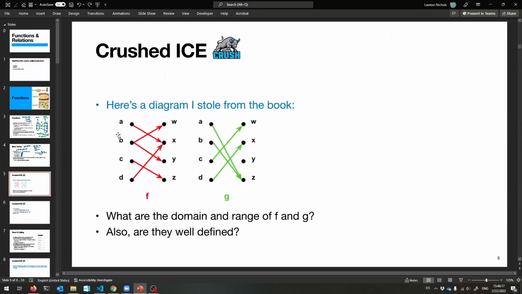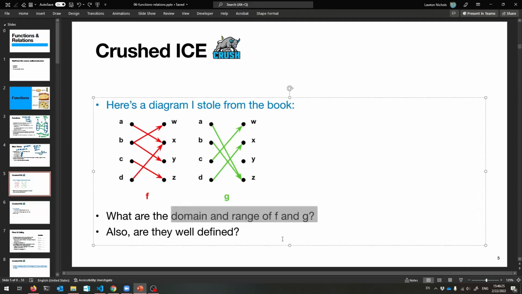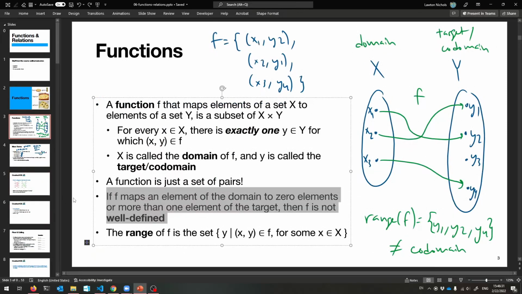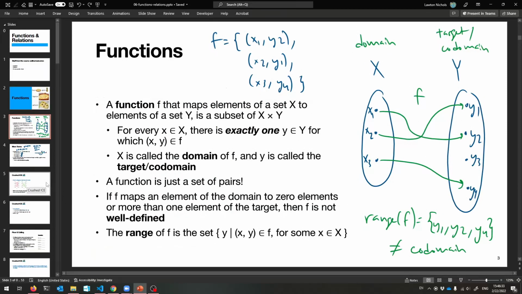Okay, let's have an example for you to try now. Okay, so here's a function, actually two functions, f and g. Figure out first the domain and range of these guys, and then tell me if they're well defined. Think about what that means, going back to this definition. If the function's doing weird stuff, it's not a function. It's not well defined.